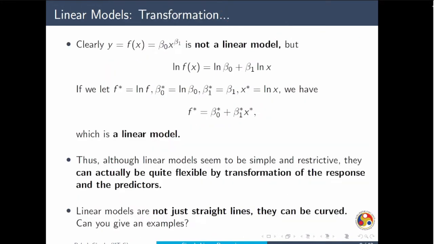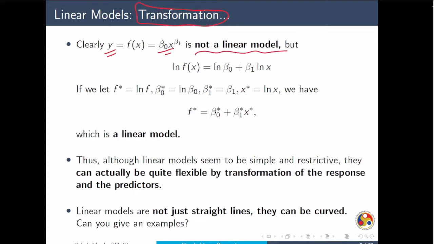Here we are talking about some kind of transformation when the linearity is not there. For example, here we have the outcome variable y, and this is our model, beta naught x to the power beta 1. This is not a linear model. You can clearly see.